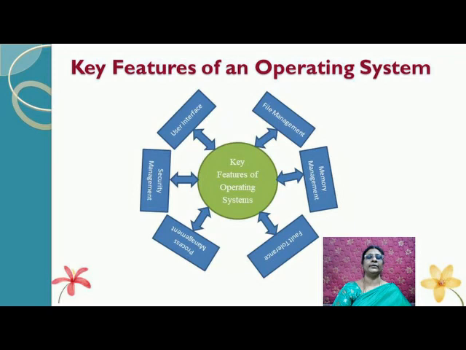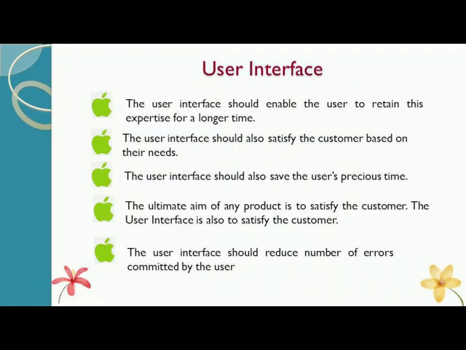So now we are going to see all the key features of an operating system, what we have discussed already in detail. They are file management, memory management, fault tolerance, process management, security management, and user interface. One of the key features is user interface. The user interface should enable the user to retain their expertise for a long time.